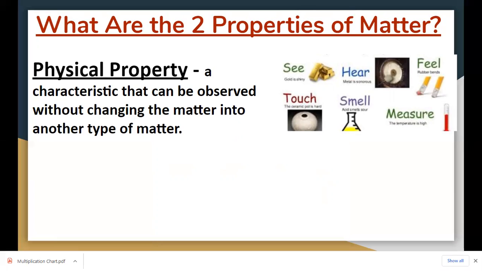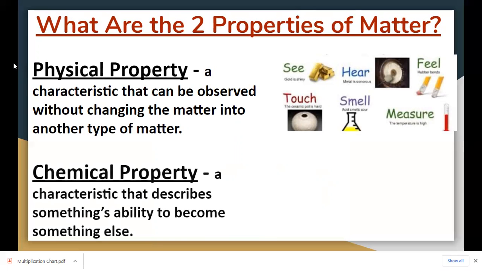So what can we observe? Well, we can see something like a color. We could hear it. We could feel it, right? It might feel slimy, or it might feel hard, or it might feel soft. We could touch it, same thing as feel. We could smell it. It might have an odor. We could measure it. We would measure it mainly by its mass.